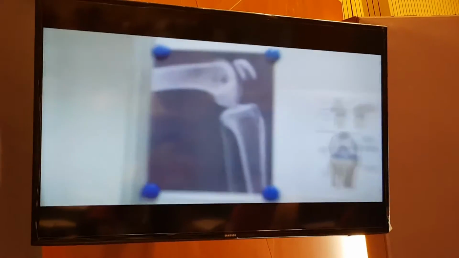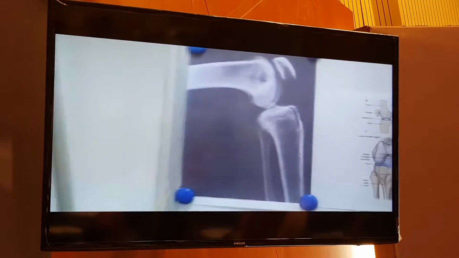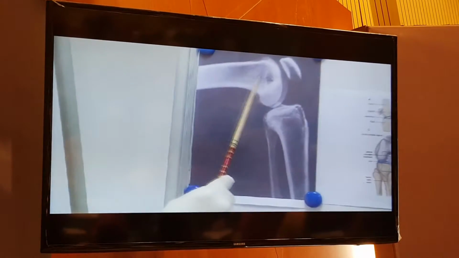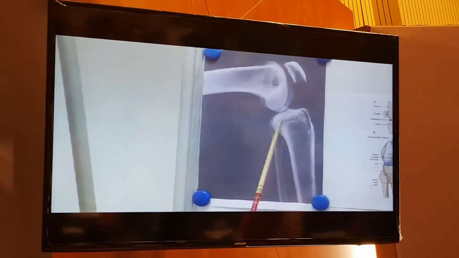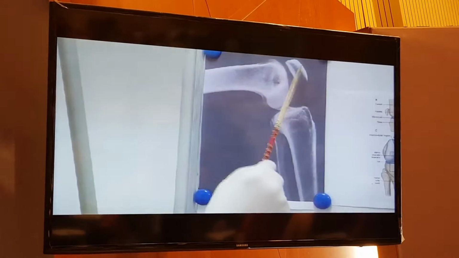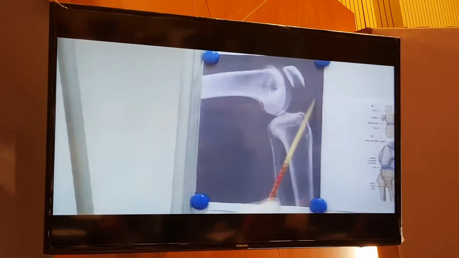Knee joint is one of the most complex joints in the body. It is formed by very simple thing. Lower end of the femur, we have medial and lateral condyle, and upper end of the tibia, which consists of medial and lateral condyle, and patella. These three bones will form the knee joint.